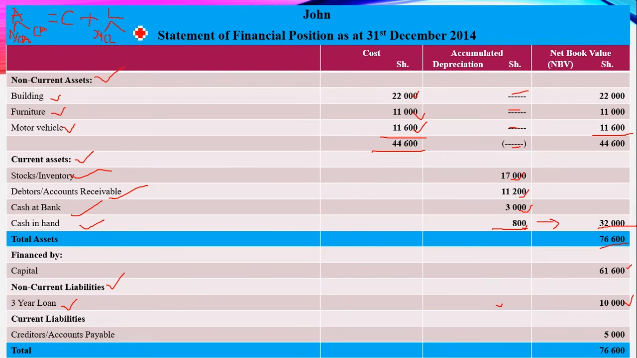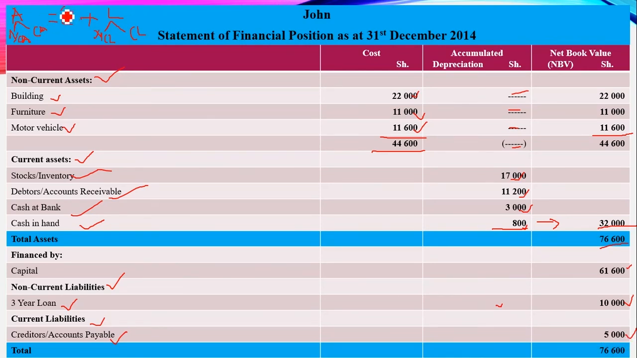Then we have current liabilities. Current liabilities, we have only creditors or the accounts payable, which is 5,000. It's only one, so you take it straight to the last column. It is a total by itself, so you don't need to add here. Remember, we use these columns for adjustment. We don't have anything to adjust, we have nothing to add to them, so you take it there.